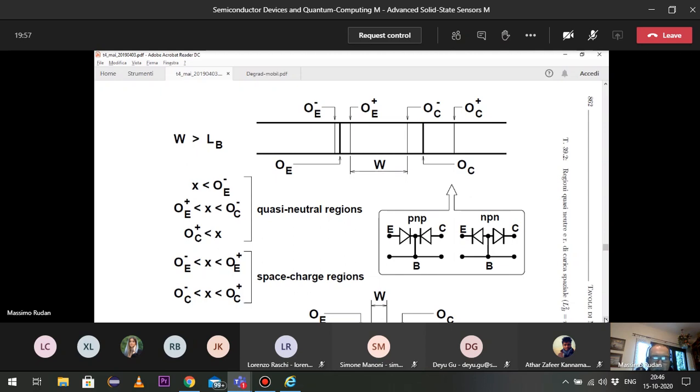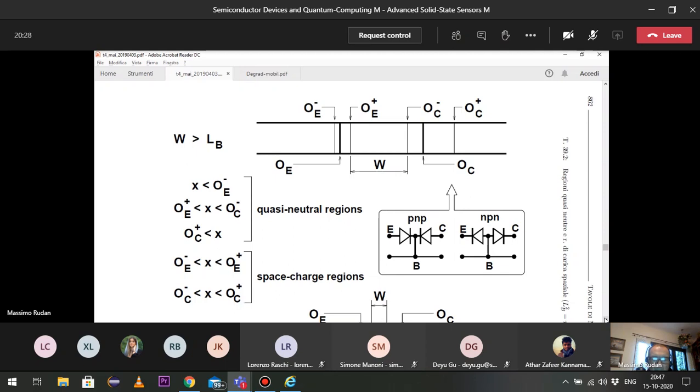At this point, we make some assumption about the extension of the neutral base region, W. We consider one possibility, which is not the correct one, but we consider it anyhow. We assume that W, that is the width of the neutral region in the base, is larger than LB, where LB is the diffusion length of the minority carriers of the base.